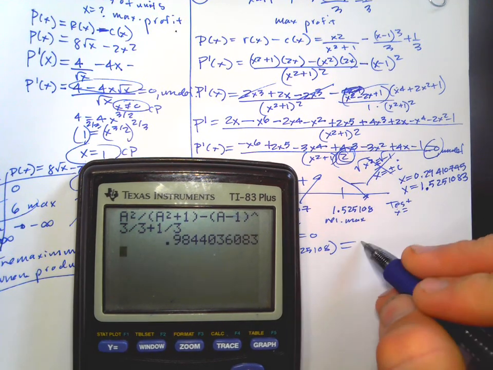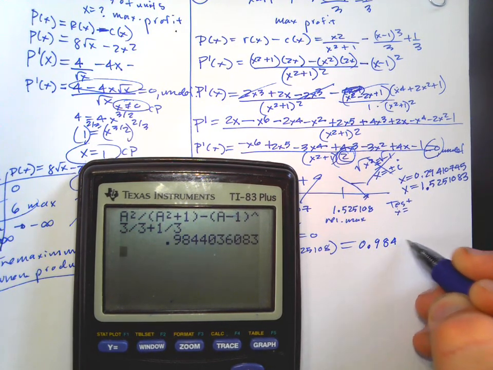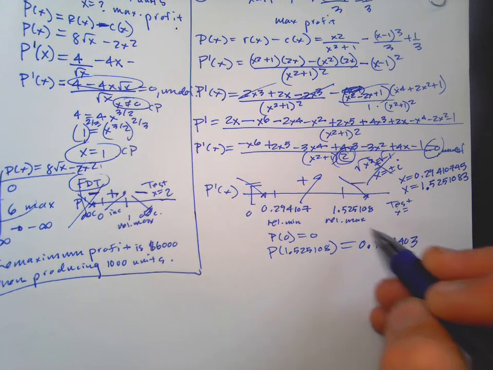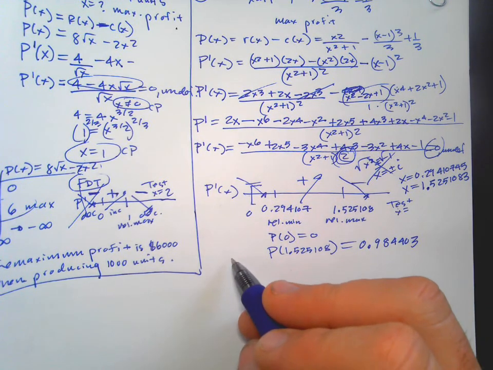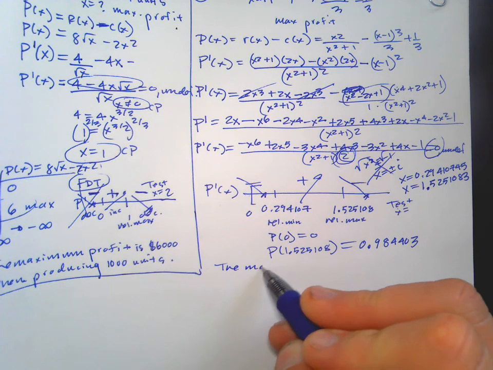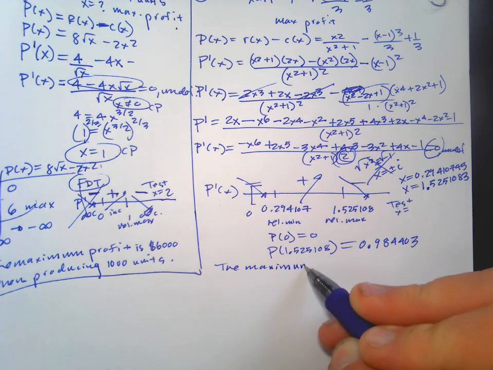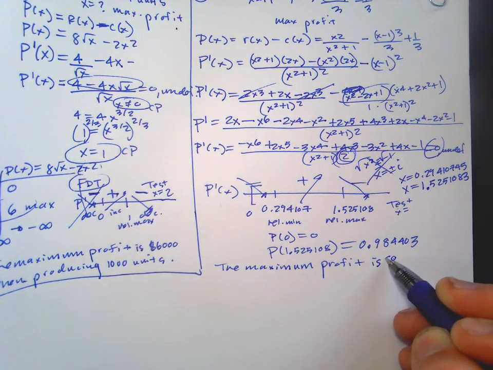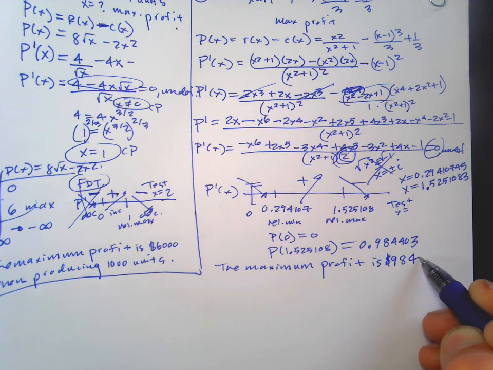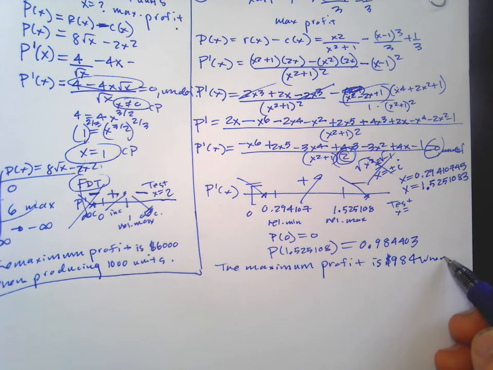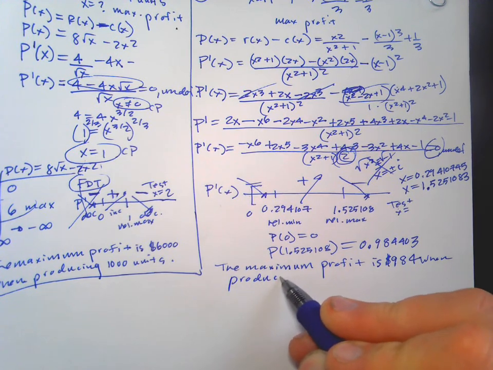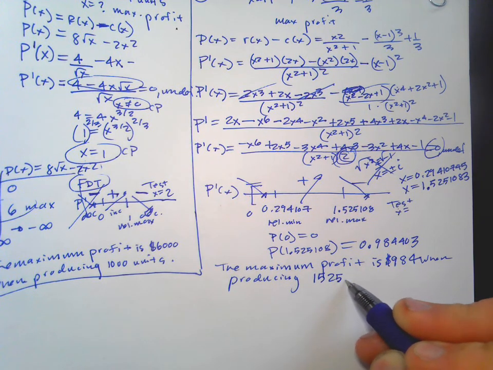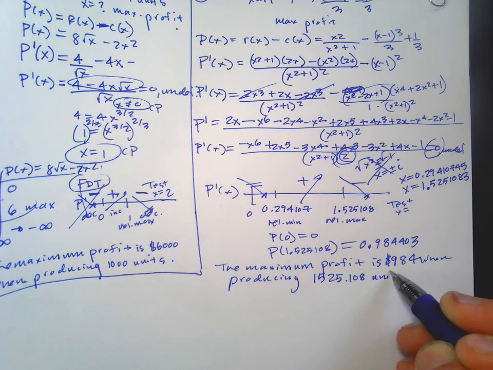So this is what I get. 0.984403. So this is a relative max. It's the absolute max. This is not a great justification. We're going to say the maximum profit is, you're going to multiply this by 1,000. So $984 when producing 1,525.108 units.